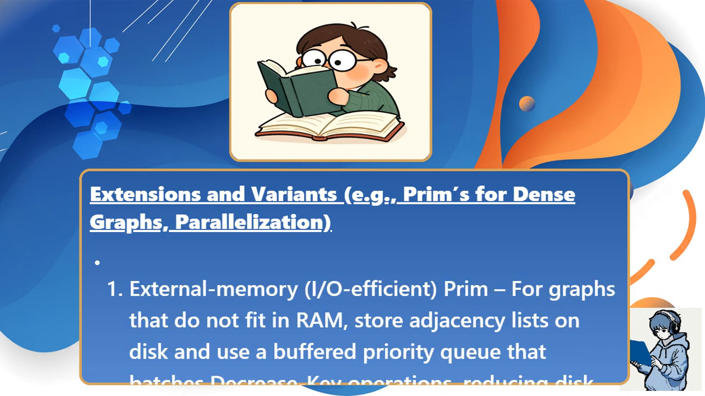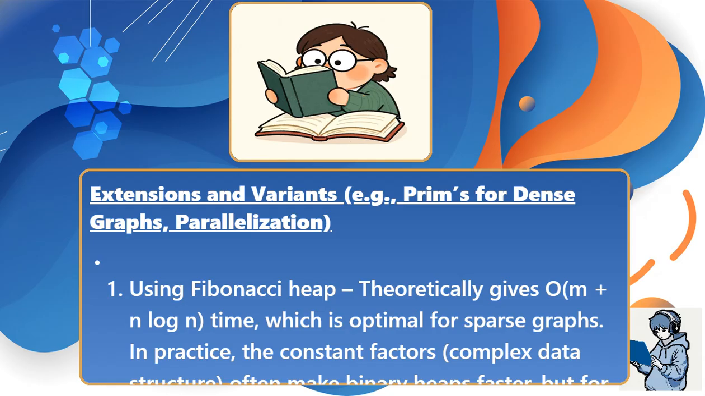5. External memory, I/O efficient Prim. For graphs that do not fit in RAM, store adjacency lists on disk, and use a buffered priority queue that batches decrease key operations, reducing disk seeks. 6. Using a Fibonacci heap. Theoretically gives O of m plus n log n time, which is optimal for sparse graphs. In practice, the constant factors of the complex data structure often make binary heaps faster, but for academic purposes the Fibonacci heap shows the power of amortized analysis.